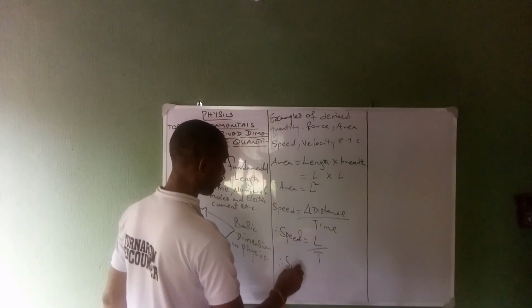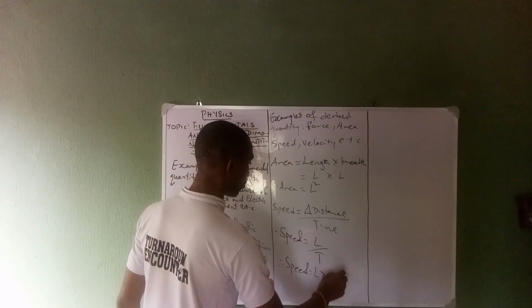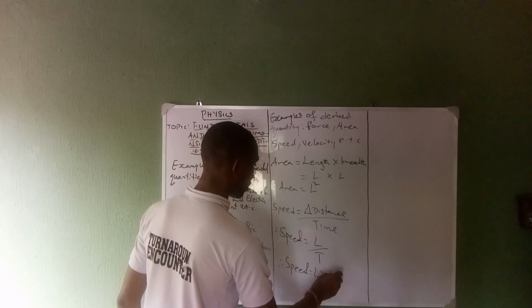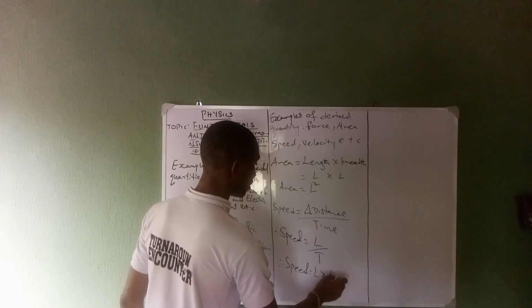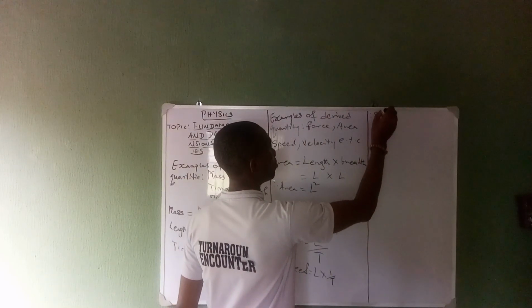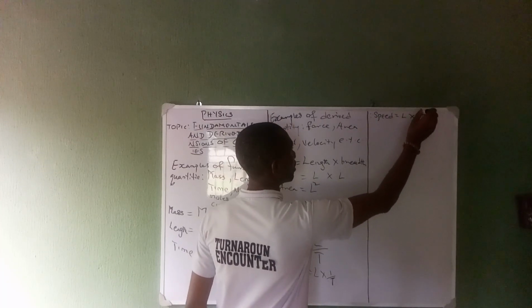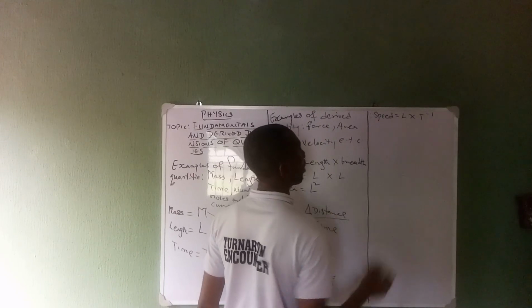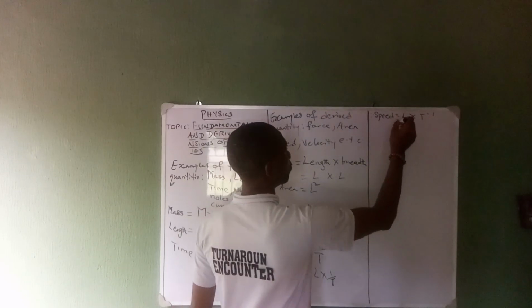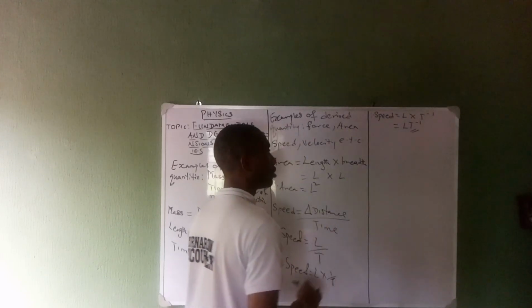So we say therefore the dimension for speed is L times 1 over T. Now this 1 over T, we use the inverse, so speed is equal to L times T raised to the power of minus 1. So we say it is equal to LT^-1. So this is the dimension of speed.